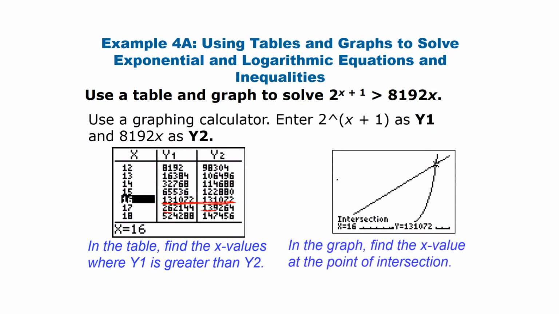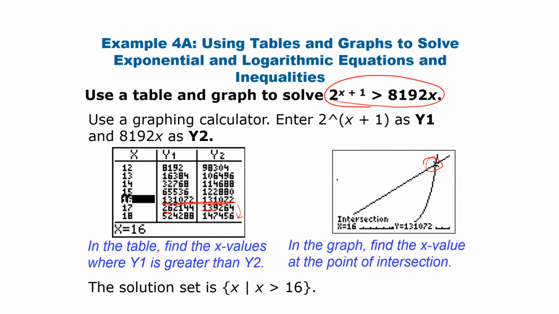So in the graph, find the value at the point of intersection. All right. And so we can see the solution set is all of the x's that are greater than 16, because at 16 they're equal. So all of the x's that are greater than 16 are going to satisfy this inequality.